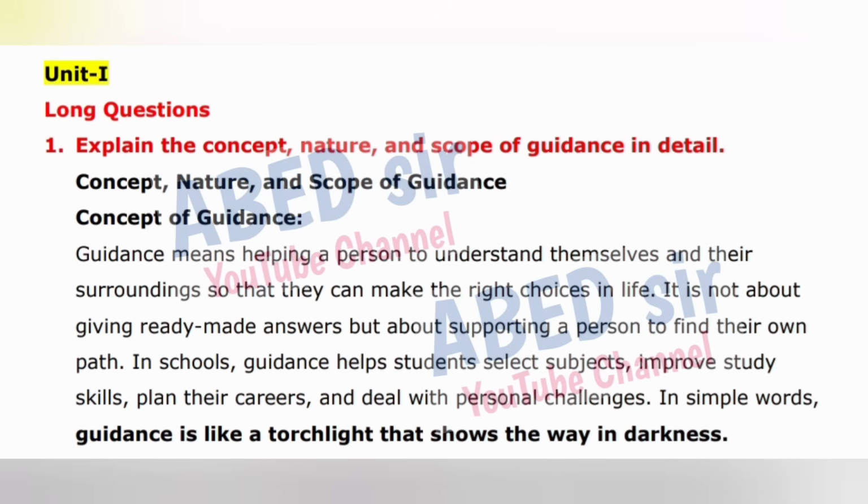Concept of guidance. Guidance means helping a person to understand themselves and their surroundings so that they can make the right choices in life. It is not about giving ready-made answers, but about supporting a person to find their own path. In schools, guidance helps students select subjects, improve study skills, plan their careers, and deal with personal challenges. In simple words, guidance is like a torchlight that shows the way in darkness.